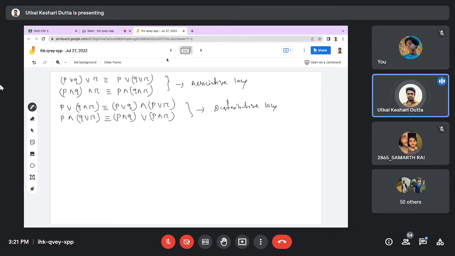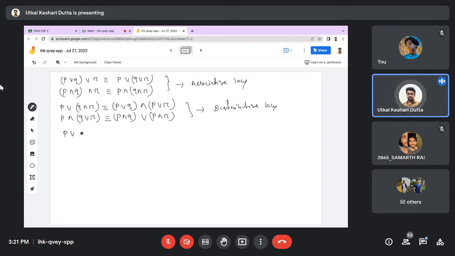I am not going through the proof. If you want the proof, just find the truth table. From the truth table, check that both columns, the left hand side and right hand side, are the same. If you are getting the same truth values, that means they are equivalent. All the columns are identical. Okay.